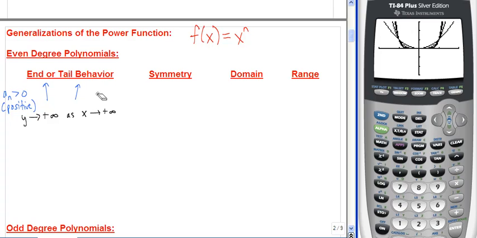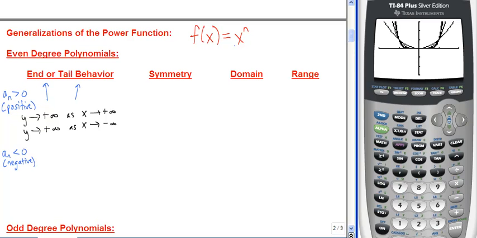If we take a look at the other direction, so if I go this way, as x goes to minus infinity, what do the y values do? They also go up. So y continues to go to positive infinity as well. So that's just an alternative way that you could write that tail behavior using these arrows and the infinities. Now, what would the tail behavior be if this leading coefficient was negative? Well, if your leading coefficient is negative, that would be like multiplying this by a minus sign.